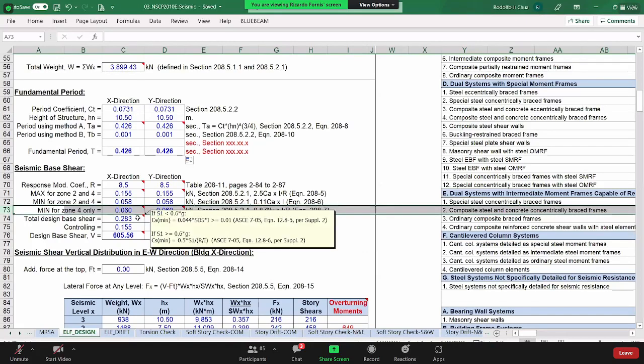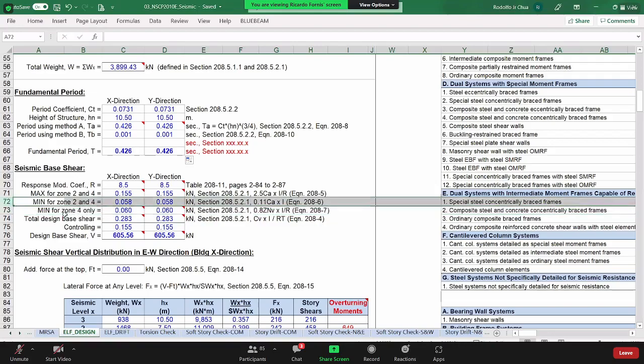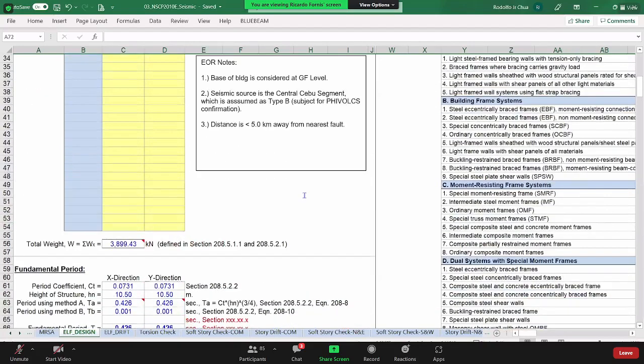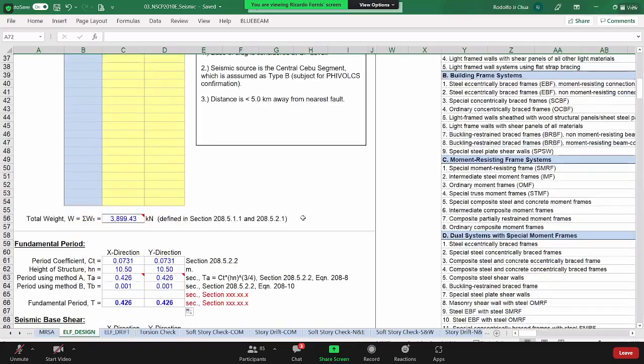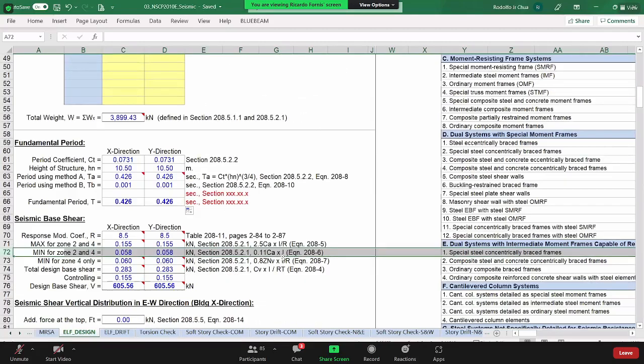And then next is to compare the acceleration according to this limit also. So this acceleration should not be below the minimum according to equation 208-6. So the equation is 0.11 times Ca. Ca is the value we calculated earlier, the seismic coefficient, which is 0.53. Multiply that with the importance factor.